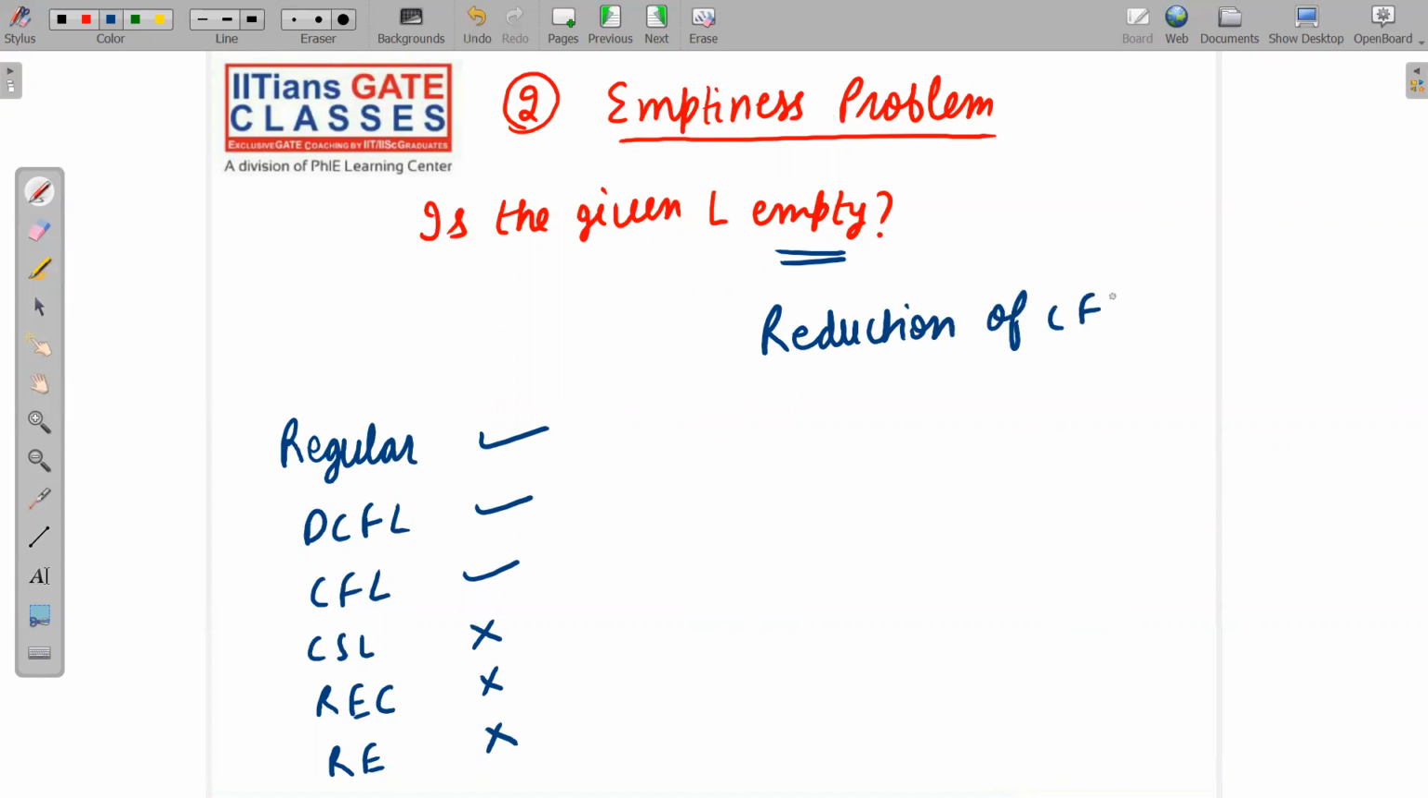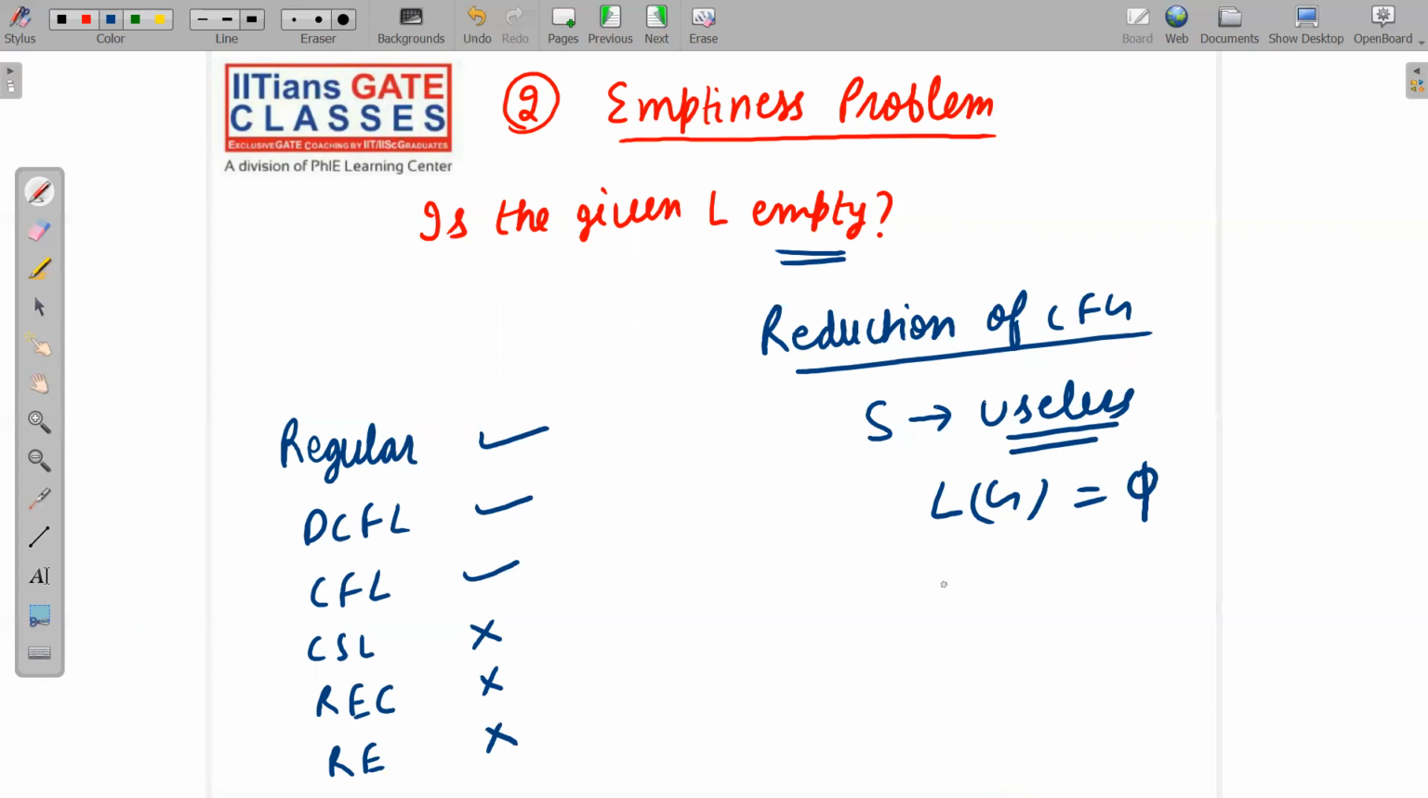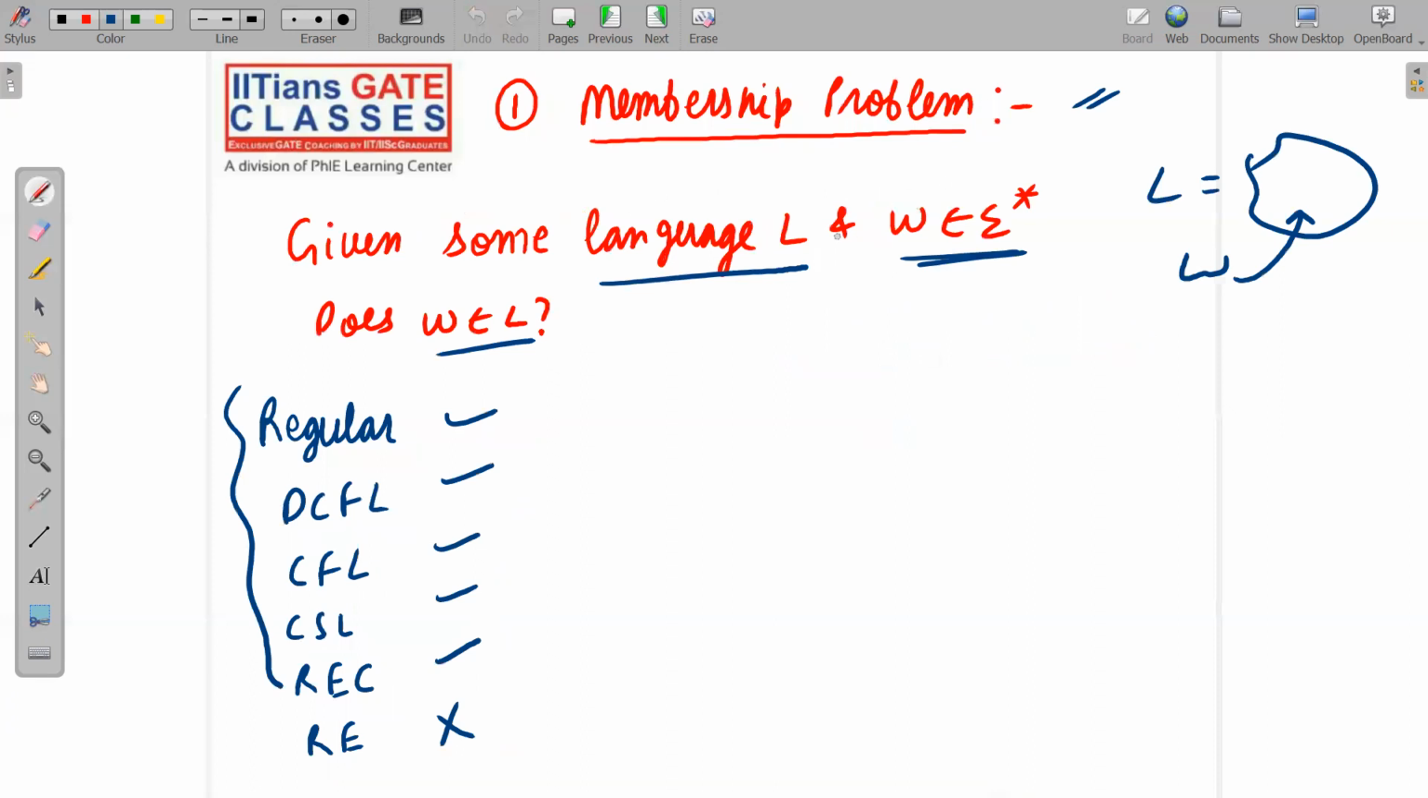Reduction of CFGs. I have told you about useful and useless symbols. Now, if S itself is useless, then we will say that L(G) is equal to empty set. And this is exactly what we are saying: is the given L empty? Let me tell you one more thing about the membership problem, where I forgot to say something.